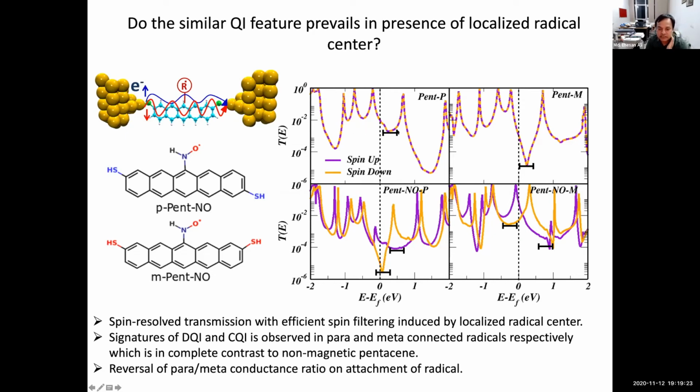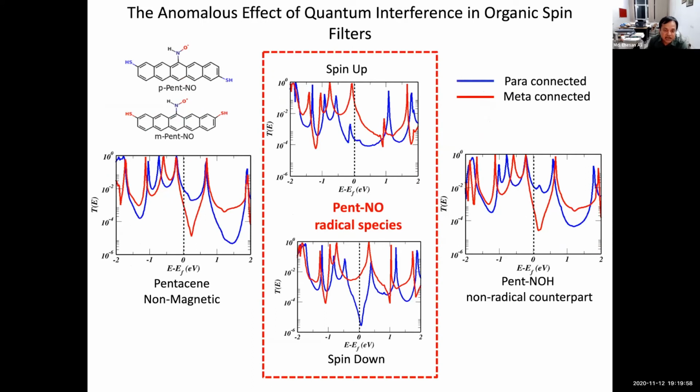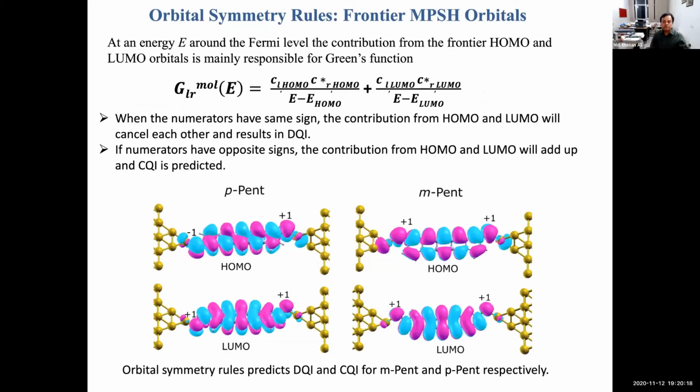So this is as per the rule. Now, the moment we are putting in the radical center, the scenario completely gets reversed. In the meta case, which earlier had the CQI, now one of the spins is showing destructive interference, and in the para connected, both are having the CQI. This was again a bit puzzling, but we see the spin polarized current, and then we investigated further with different other systems, and we always see constructive and destructive interference, but this is the anomalous feature.